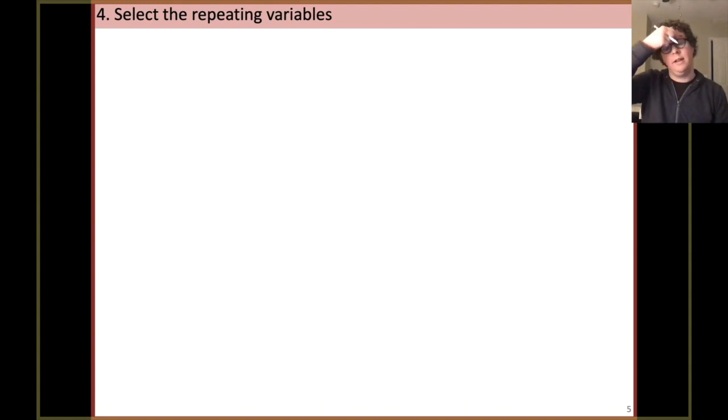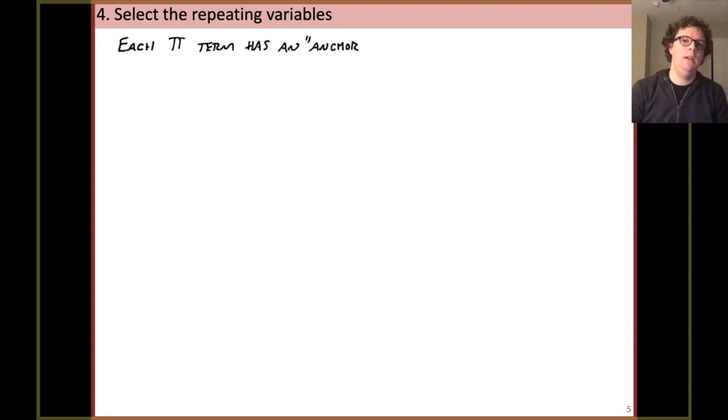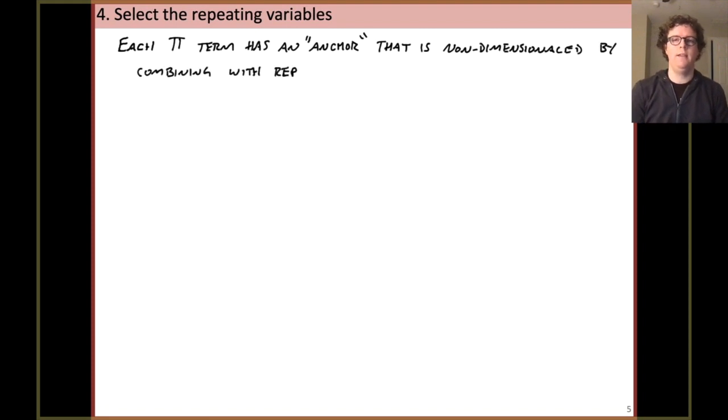Step 4 says select the repeating variables. It would be helpful for you all to know what a repeating variable is. Each pi term has what I call an anchor variable. That's the thing that you're starting with. And what you're doing is combining that anchor variable with repeating variables to cancel out all of the dimensions. I'm fairly certain that this idea of an anchoring variable is just my own way of thinking about the problem. This is probably not something that's written in whatever textbook you're looking at right now, but it's how I think about it.